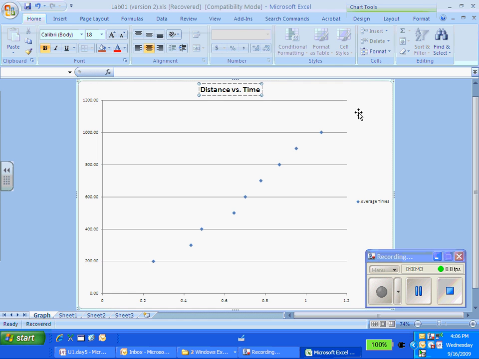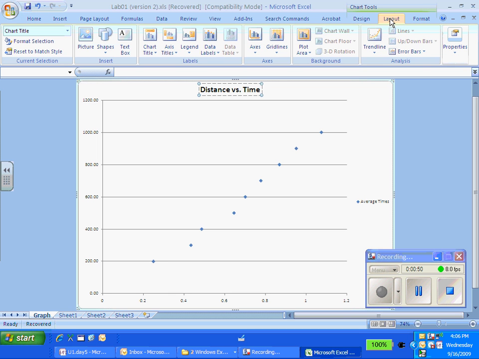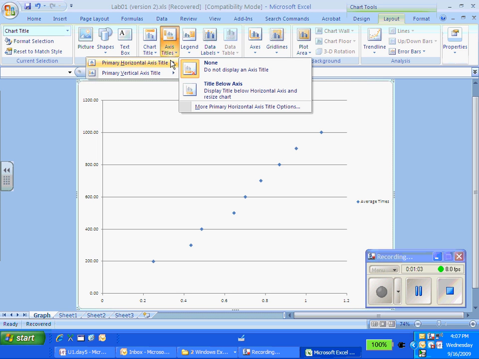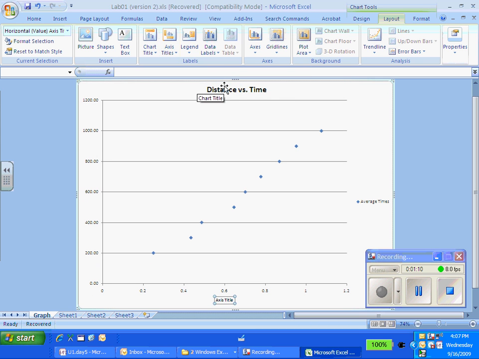You'll notice that if I am clicked on the particular graph, up here are chart tools. If I go to Layout and over to Axis Titles, I have two options, one for the horizontal axis and one for the vertical axis. I'm going to start by adding a horizontal axis title below the axis. Average time in seconds. Make sure that you always include units.